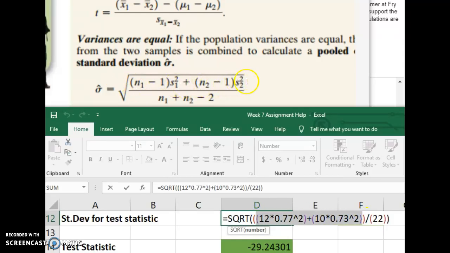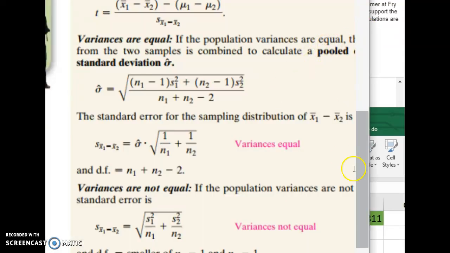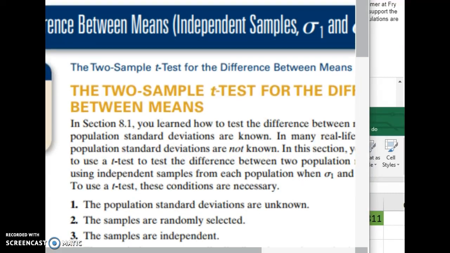And I have parentheses around that entire top part here. And then I want to divide by the degrees of freedom, the two sample sizes added together minus 2, which is 22. So we're dividing by 22. And we want the square root of that entire number. And then I want to do this next part of the formula.